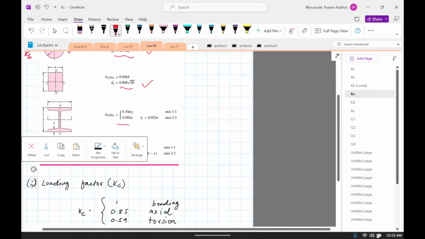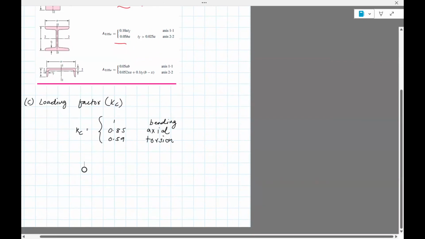Okay, the loading factor Kc starts here. This is actually simple. It depends on how you load the machine element. If you load it in bending, you don't do much. You just put 1. If axial, use 0.85. If you start from 0.59. Pretty straightforward.